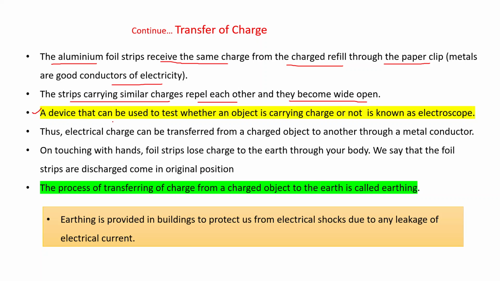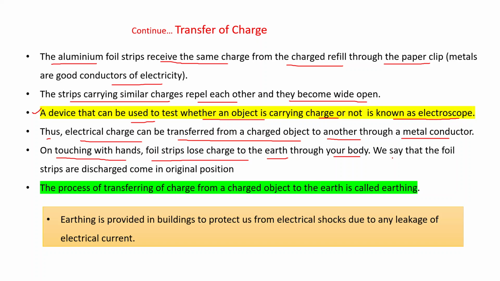A device that can be used to test whether an object is carrying charge or not is known as electroscope. Whatever the diagram we have discussed, this is the schematic diagram of electroscope. Thus, electrical charge can be transferred from a charged object to another through a metal conductor. On touching with hands, foil strips lose charge to the earth through your body. We say that the foil strips are discharged, come in original position.